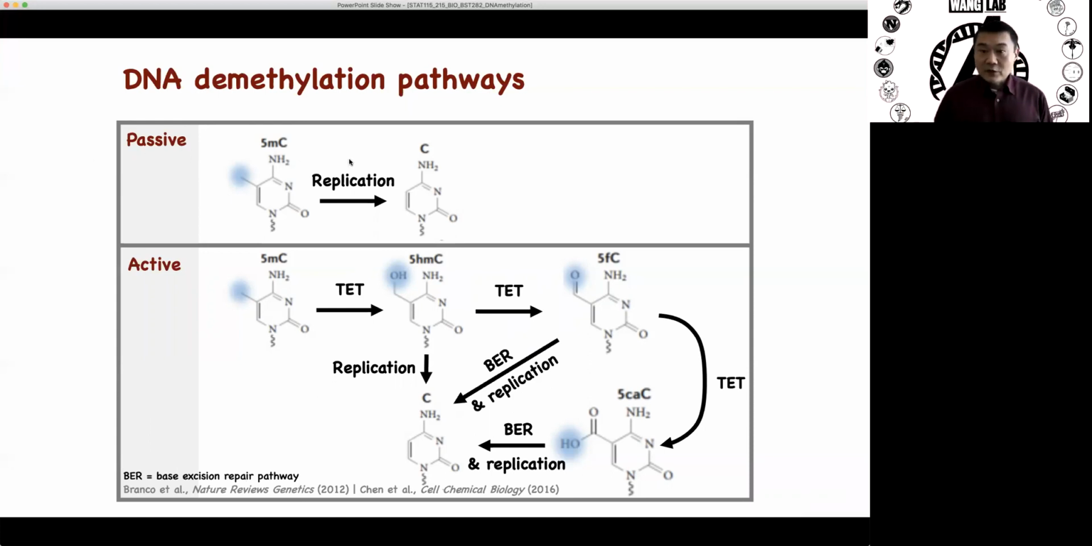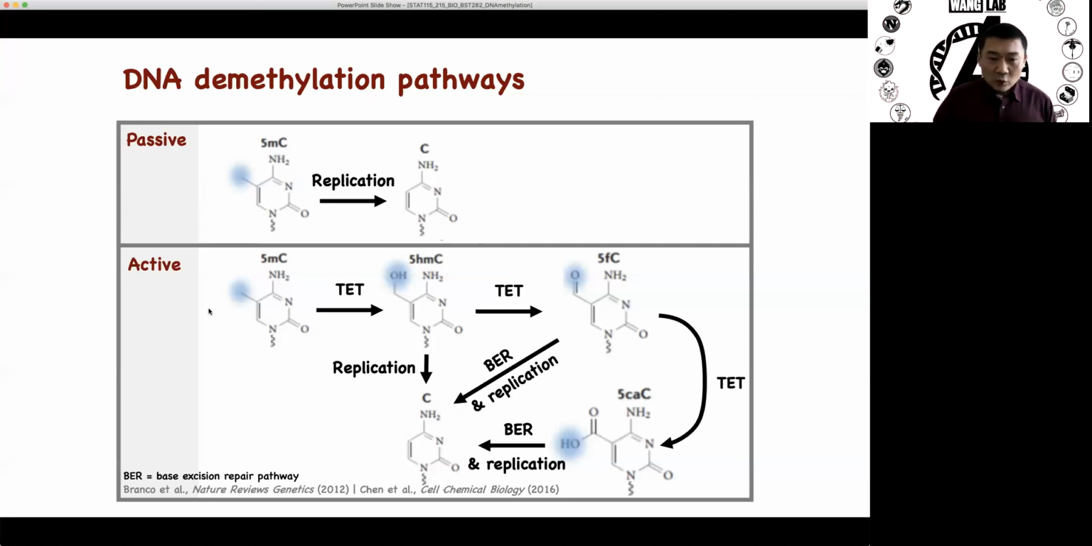One is passive. I just mentioned DNA replication, right? During cell division, if you make your second strand but somehow you don't maintain it, so you don't have the enzyme to add methyl groups, then during the cell cycle, the methylation level will reduce by half. If this happens for several rounds, very quickly you can lose DNA methylation. This is how we demethylate our genome through a passive mechanism. This is cell cycle associated.